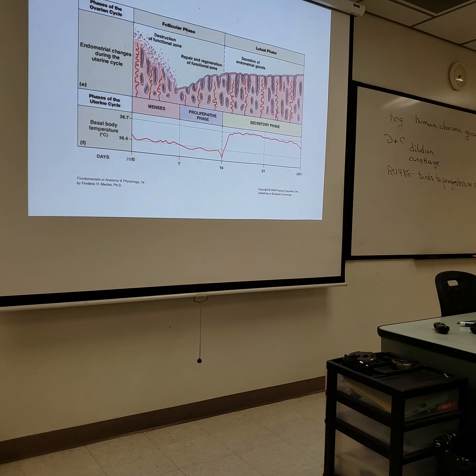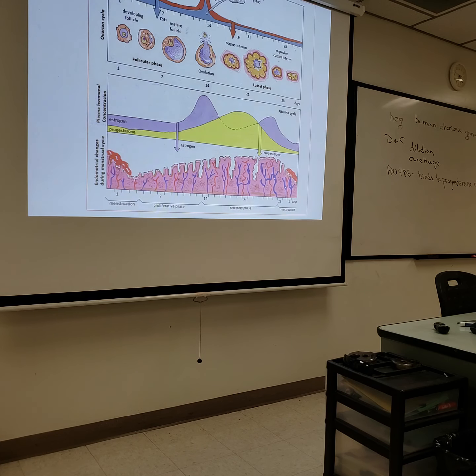That's showing the basal temperature, just a 0.5 degree change there. And then just another slide showing the changes, a little more colorful, where we overlap the uterine cycle with the follicular cycle and the hormonal cycle.